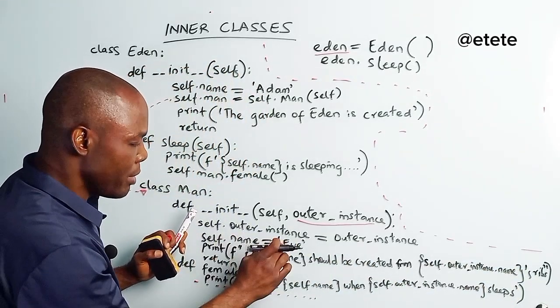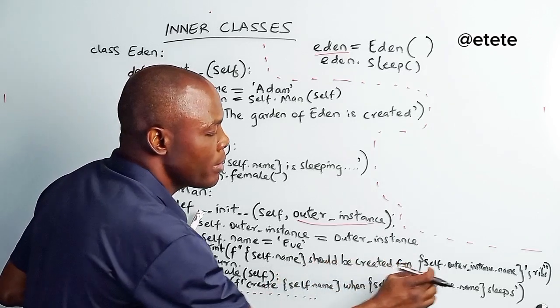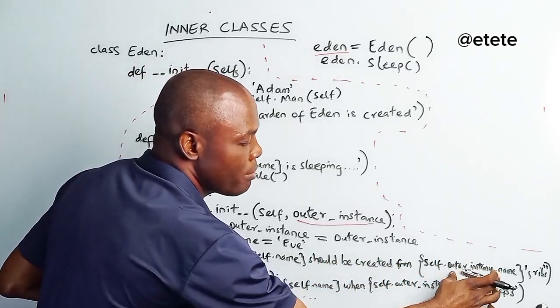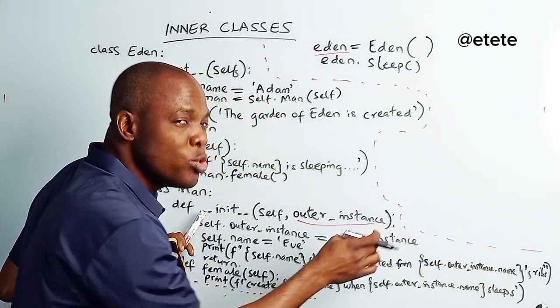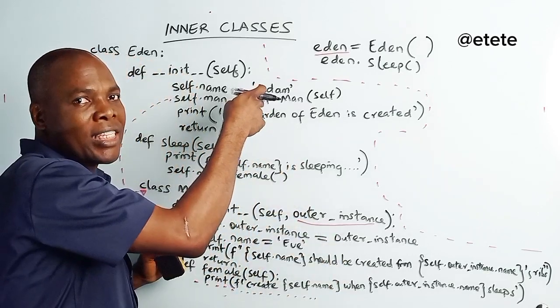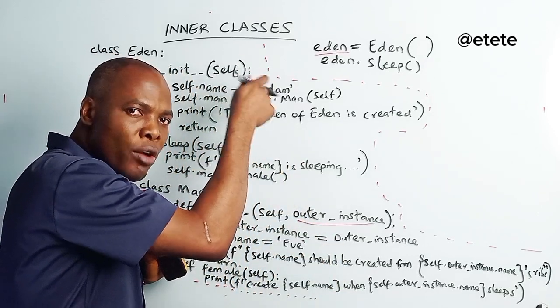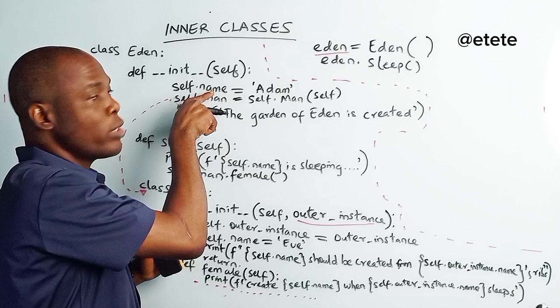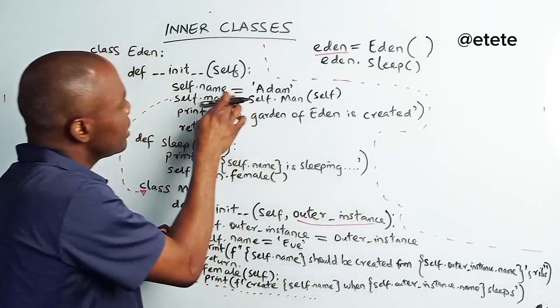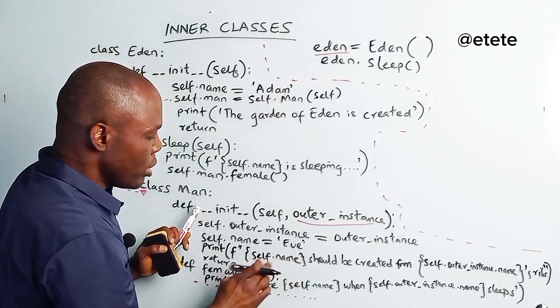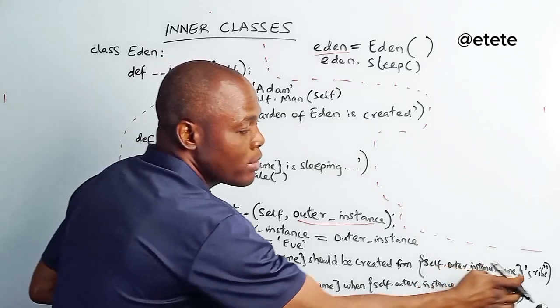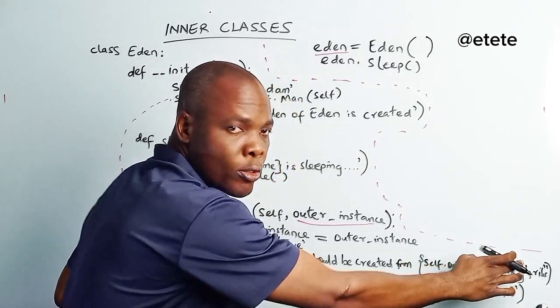which means Eve, that is self.name, Eve should be created from self.outer_instance.name. This one is using the object of the outer class to access the attribute of that instance, which is self.name. So this self.name is having Adam in it. So Eve should be created from Adam's ribs. That is what it's going to print out.